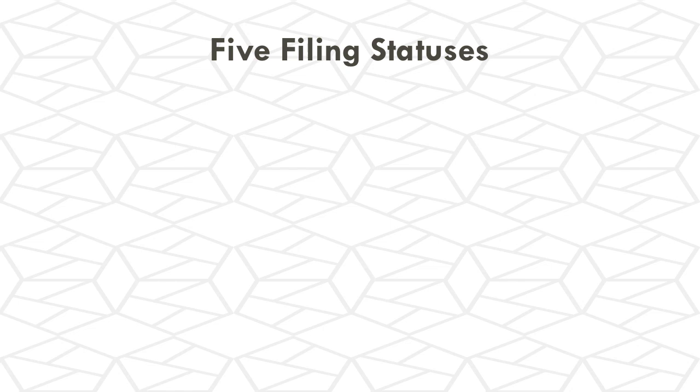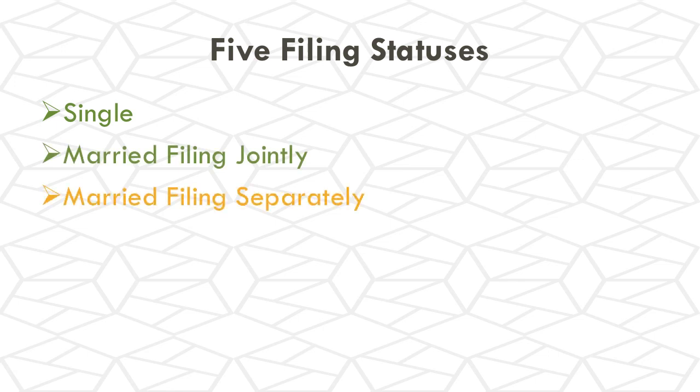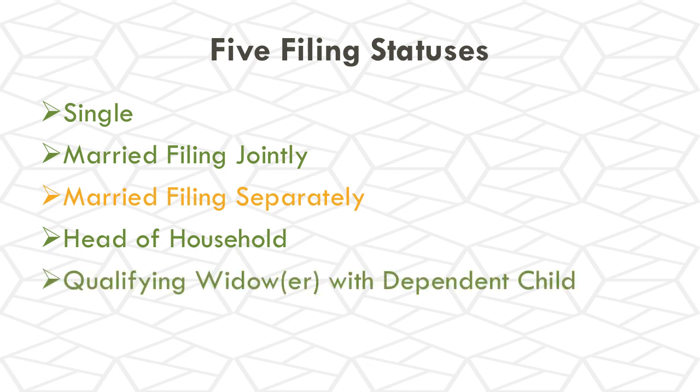If you will remember from the tax terminology section, there are 5 filing statuses: single, married filing jointly, married filing separately, head of household, and qualifying widow or widower with dependent child. Now I have married filing separately highlighted here. That's because it is the least advantageous filing status, and we will talk about why in a moment.